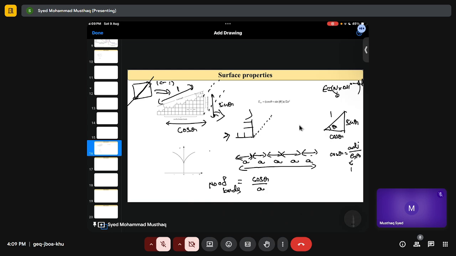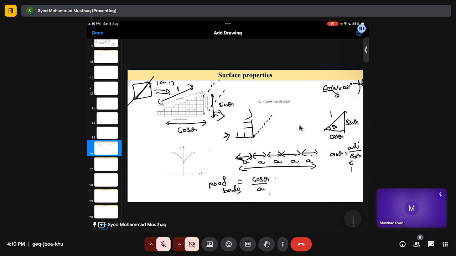I hope I am clear. I will explain it again. So each bond length is A. Then the length of all this, cos theta, will be equal to this many number of bonds, right? So the larger the bonds, the larger will be the length. So the number of bonds will be cos theta upon A.